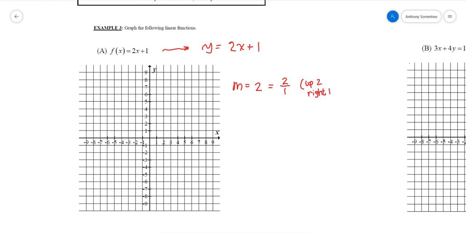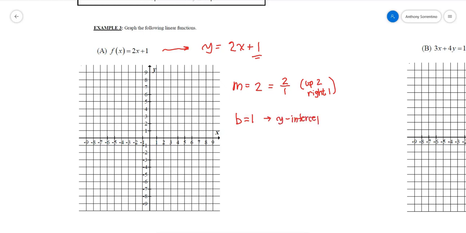Now, that doesn't help me yet because I haven't figured out a point to start at. I had to figure out one point on the line, and then I could use that slope to find the other ones. Well, that's where this one comes in. That means that b equals 1, and this is the y-intercept.